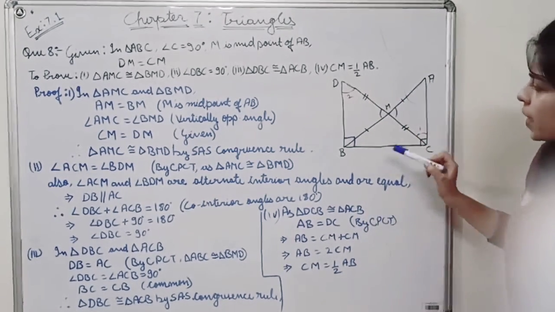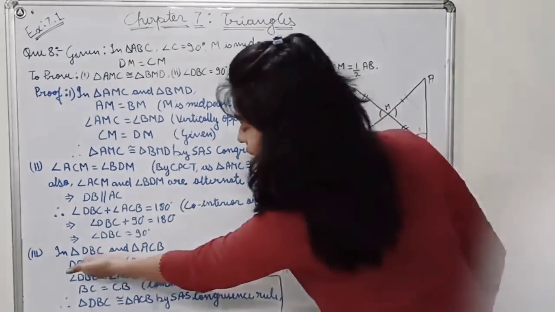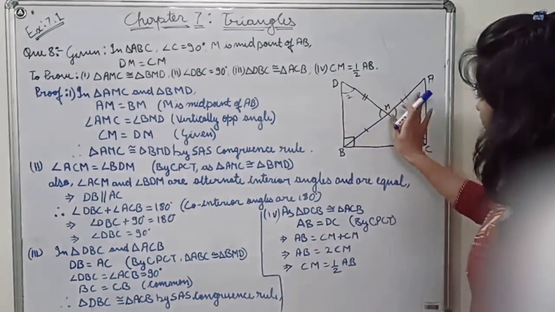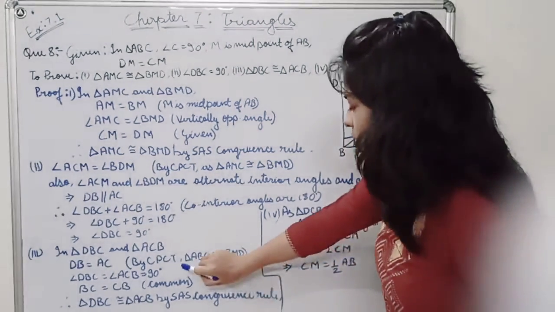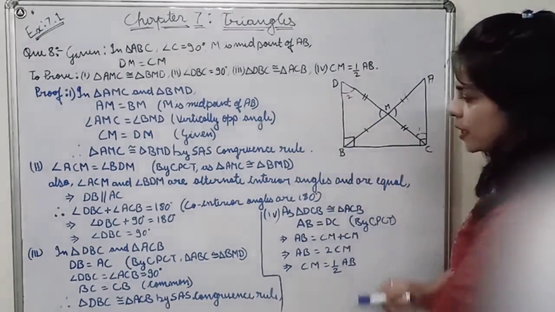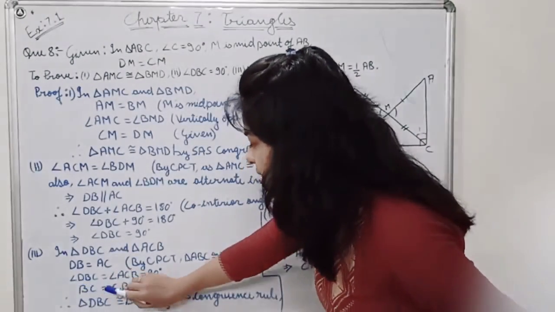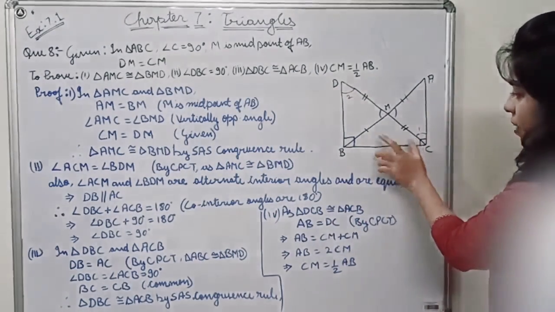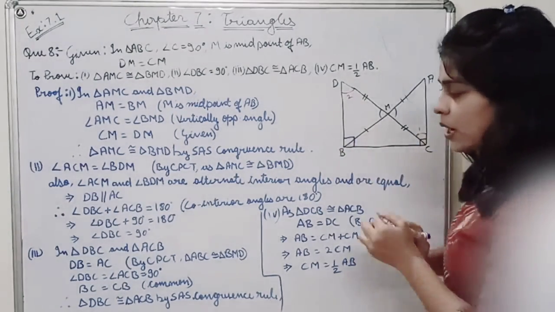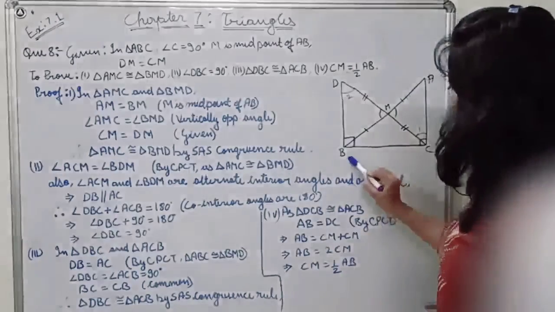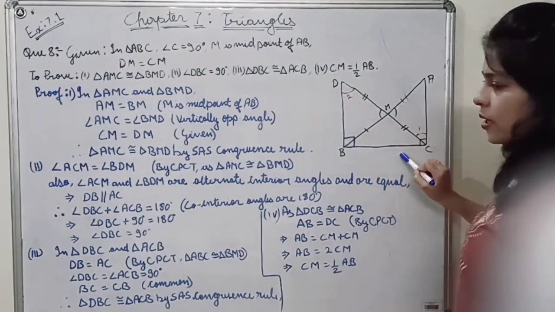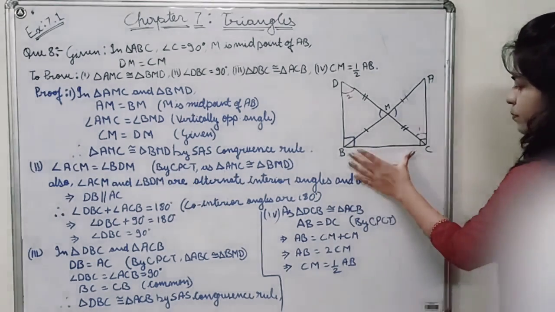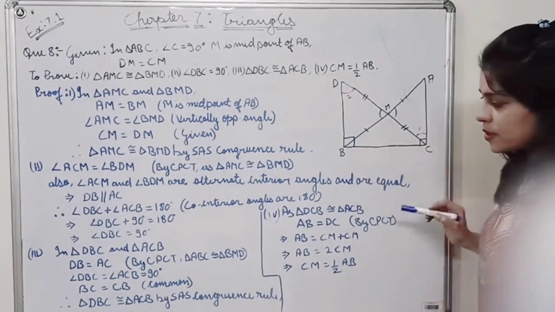Also, further, we are talking about triangles DBC and ACB. In DBC and ACB, DB was equal to AC because they are corresponding parts of these small triangles, and angle DBC is equal to angle ACB. DBC is also a right angle and ACB is also a right angle, so these two angles are equal. BC for this triangle and CB for this triangle is the common side.